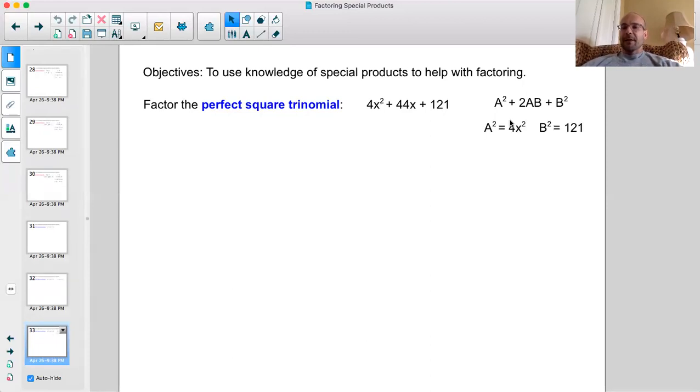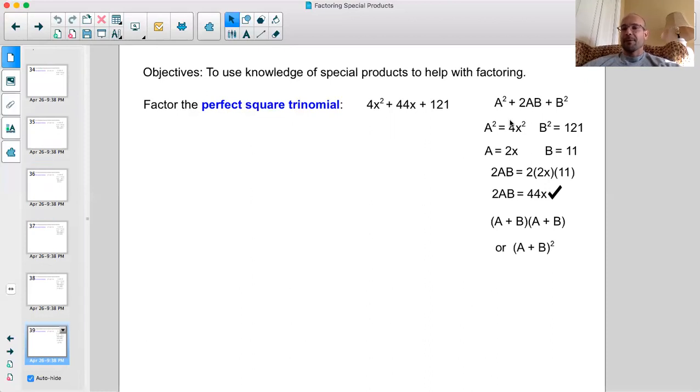So that's the expression we were given. In this case, the 4x squared is a squared, and the 121 is b squared. So it makes me think that, as I said earlier, a is 2x and b is 11. That middle term checks out. So that means my factored form is going to look like that. Or that, however you want to describe it.